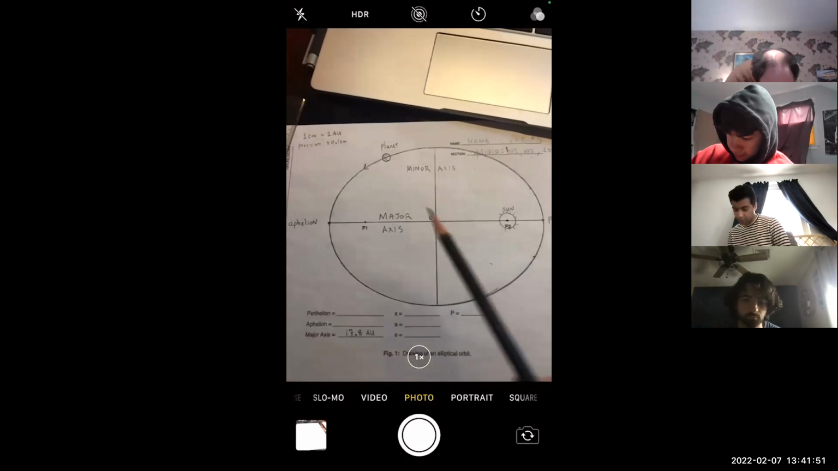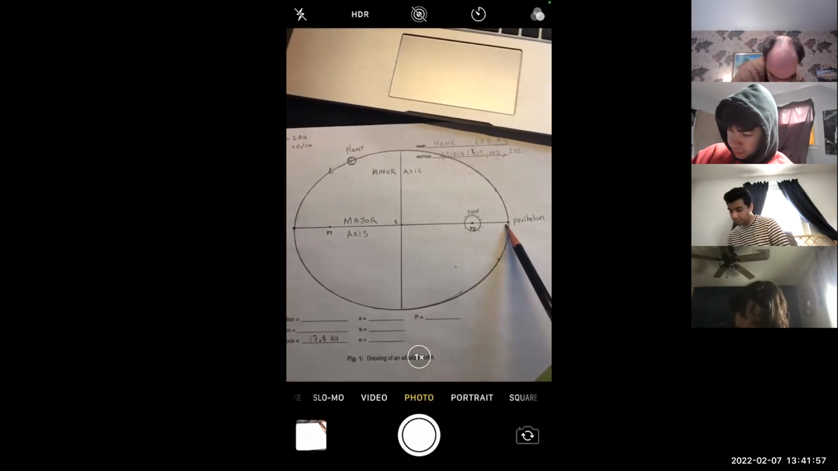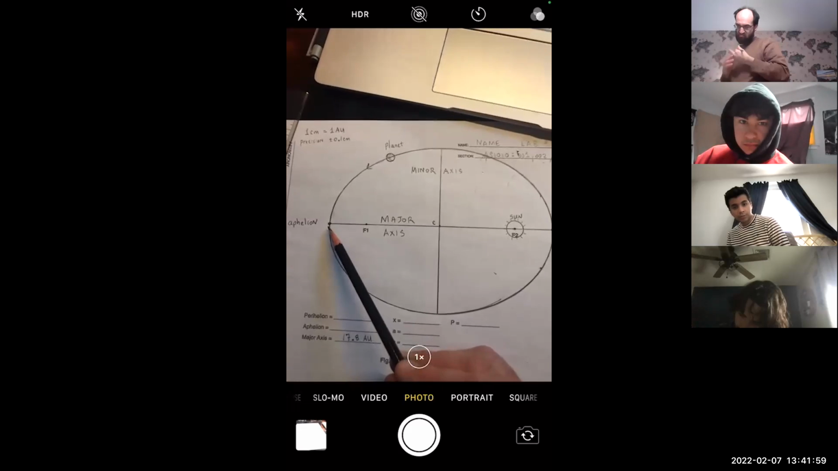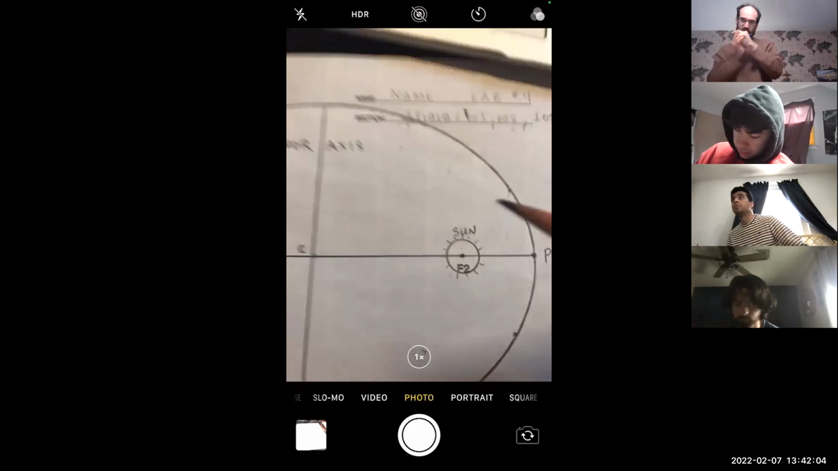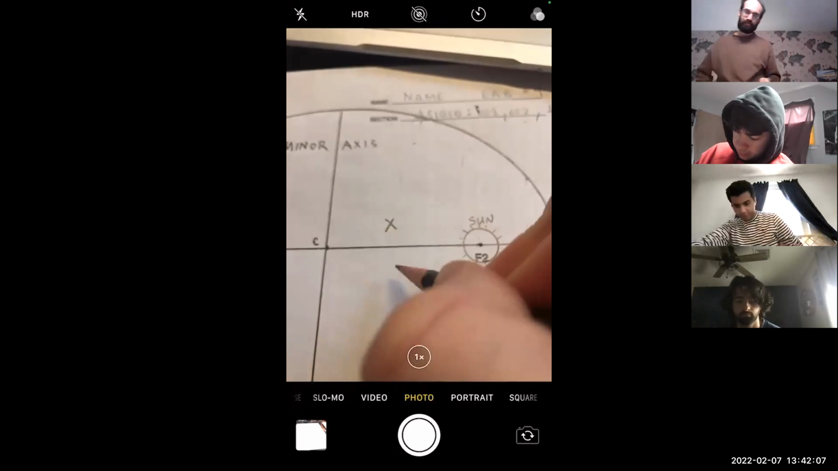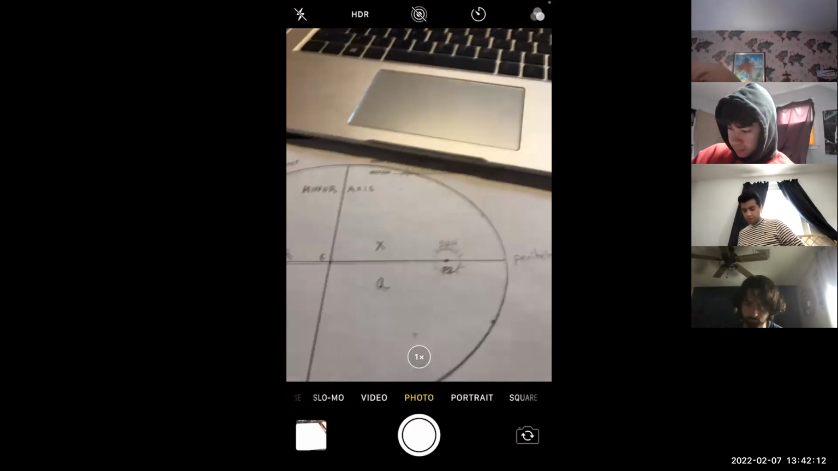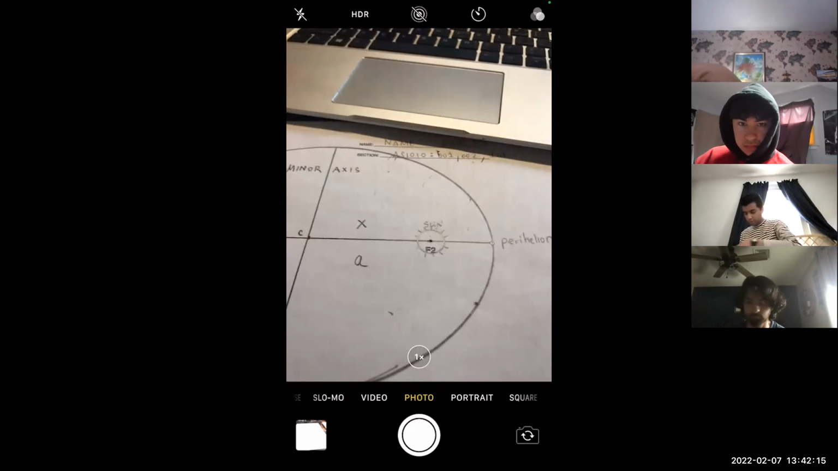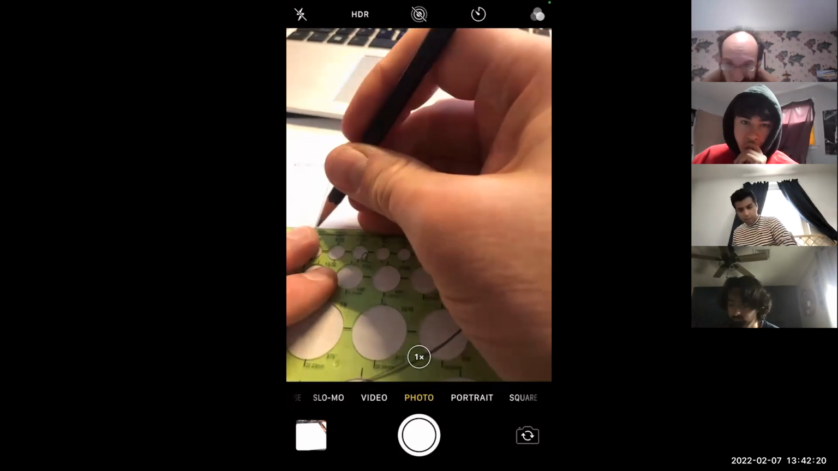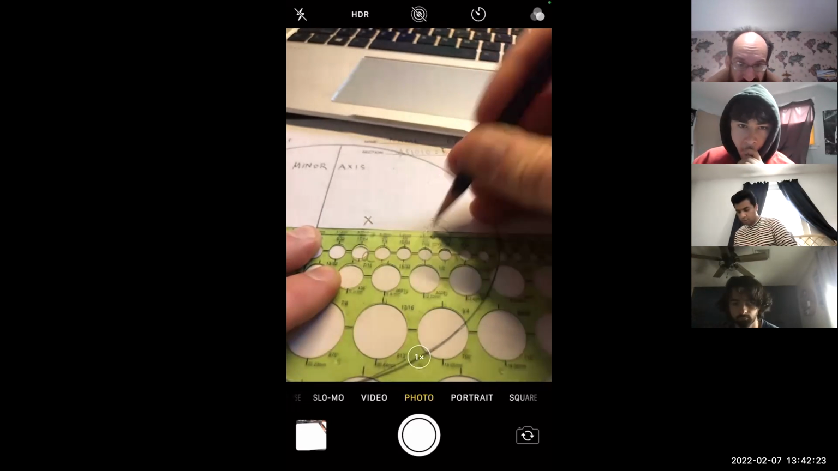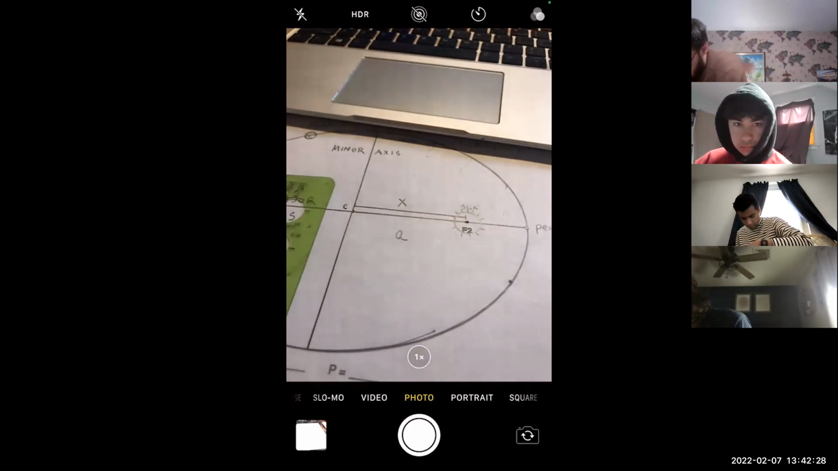So I've got my sun, my planet, center, focus points. I've got perihelion here, and I've got aphelion over there. I now want to label two other parameters, X and A. Let me put this in my tape holder here. X is going to go from the center to the center of the sun. So this is X right there.